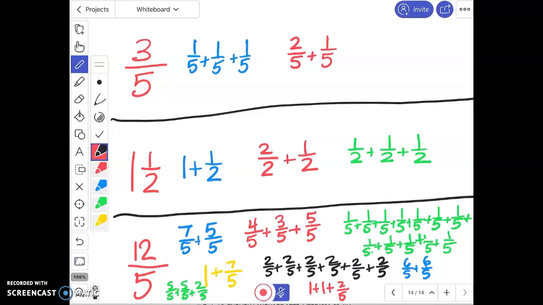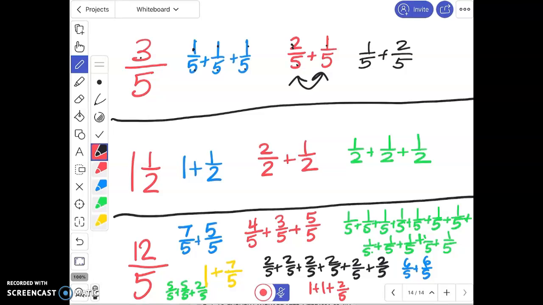3/5 could be broken down into 1/5 plus 1/5 plus 1/5 because 1 plus 1 plus 1 equals 3. Okay? Or 2/5 plus 1/5 because 2 plus 1 equals 3. I could also switch this order around and have 1/5 plus 2/5. Those are the same. Okay.